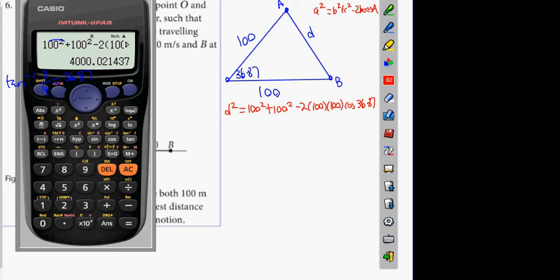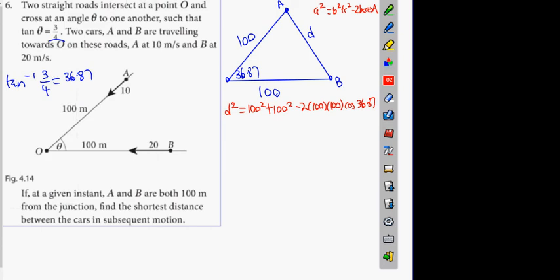Square root your answer, and what we get here is 63.246. It's a weird one too. You don't want to round it off too quickly. D equals 63.246. That is 63.246 right there.